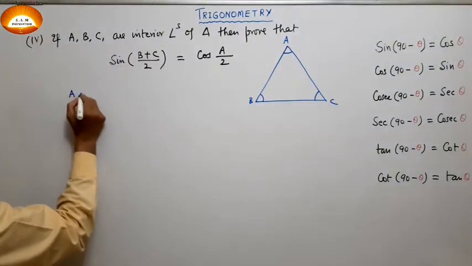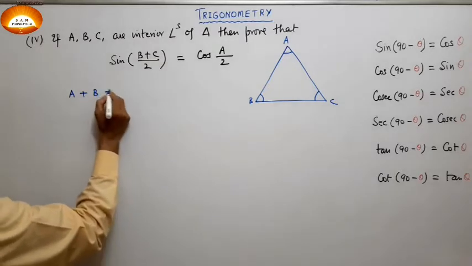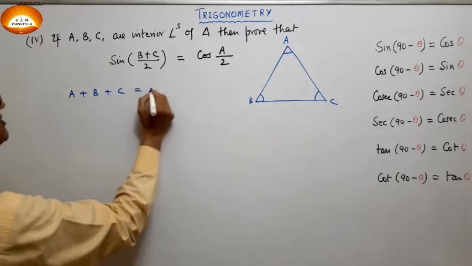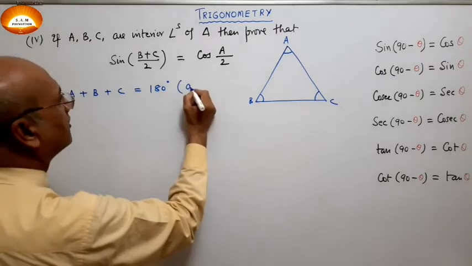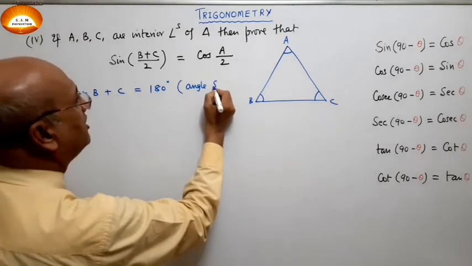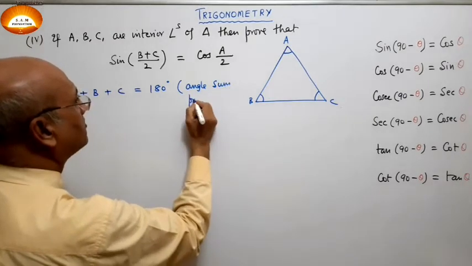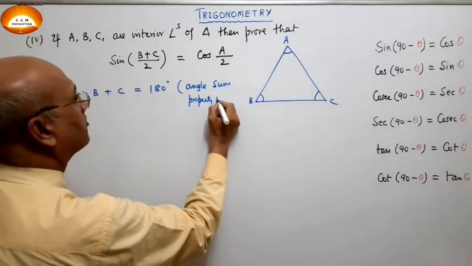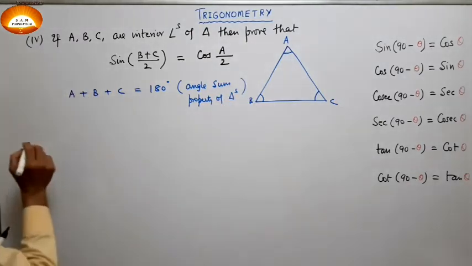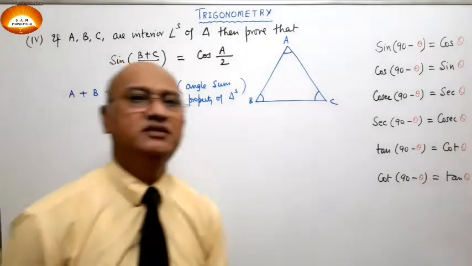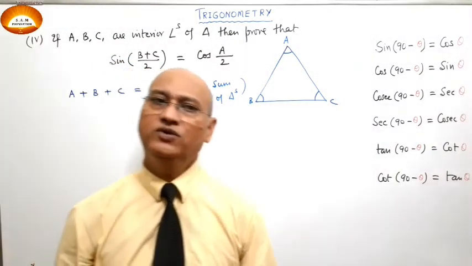A plus B plus C is equal to 180 degrees. Reason will be angle sum property of triangles. Okay. Now A plus B plus C is equal to 180. It's a kind of equation.